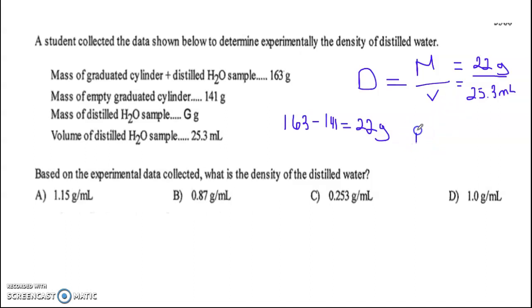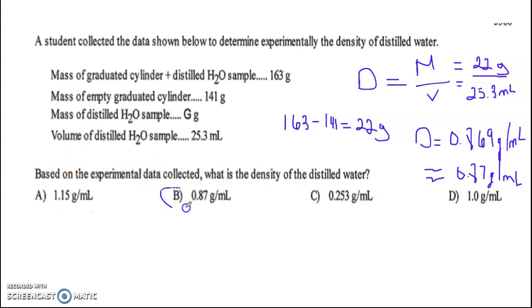And we get our density to be 0.869 grams per milliliter. As we look at the answer choices, we don't see exactly 0.869, so let's go ahead and round it off. When I round it off, I like to draw the squiggly line. We get 0.87 grams per milliliter. And is that answer there? Yes, it is. That answer is B.